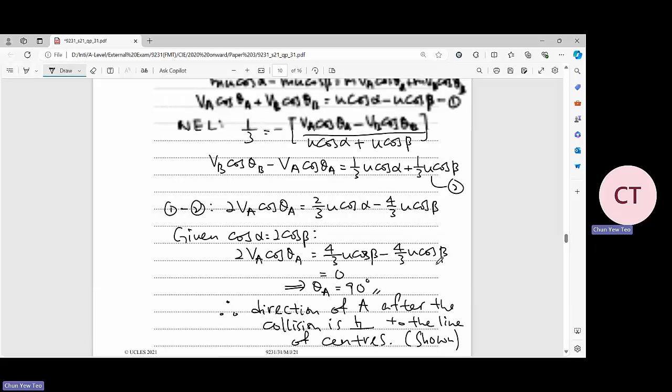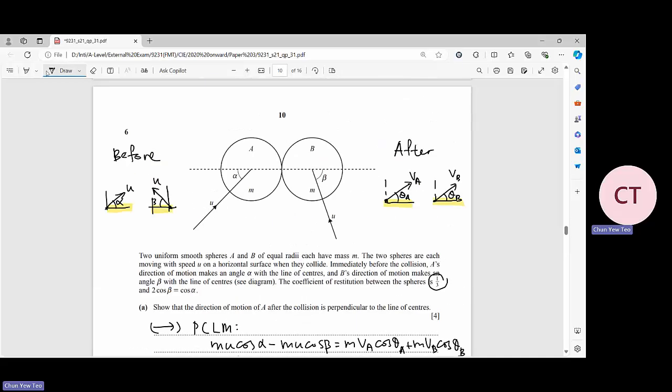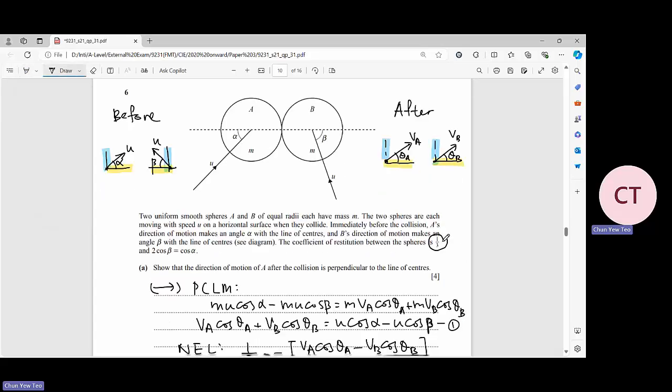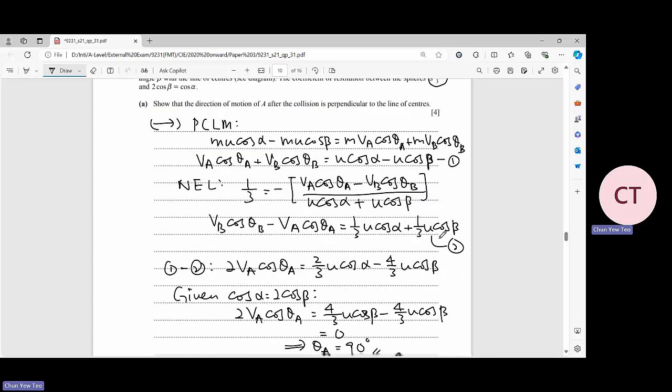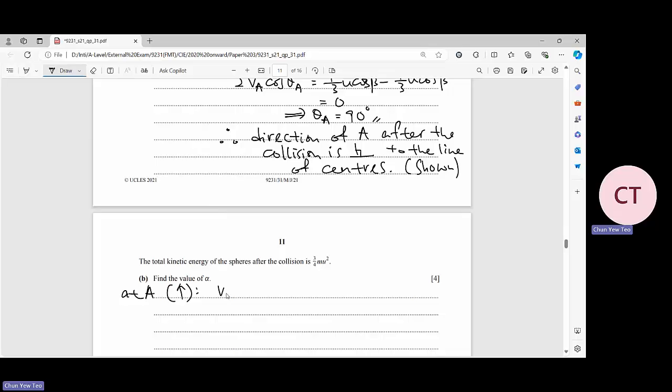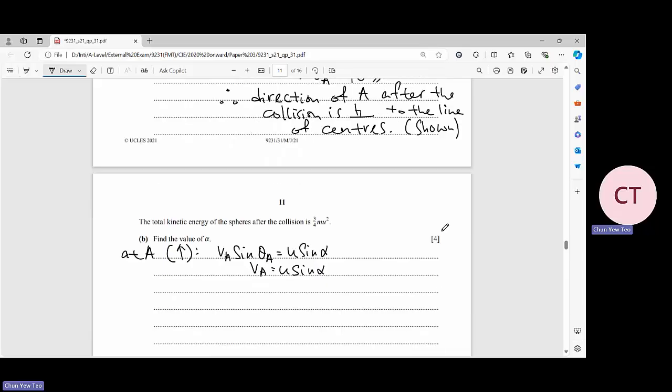So at A, the vertical component is this. We know that this one doesn't involve in the collision, so before and after is the same. So the VA sine theta A is equal to the U cos alpha. Okay. So the VA sine theta A is equal to the U sine alpha. Since we already know the theta A is 90 degrees, we have the VA as U sine alpha.